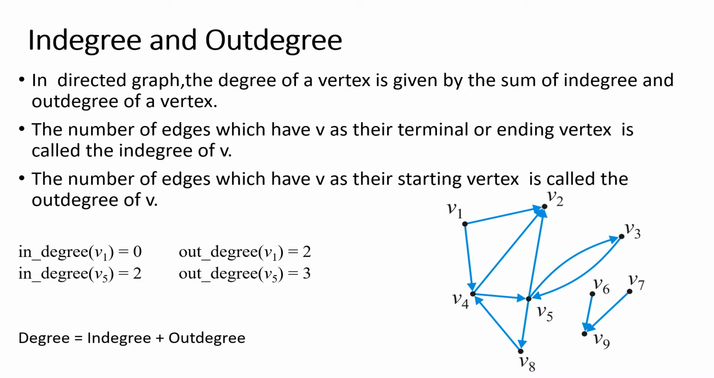in degree of the vertex V1 is 0. That means number of edges which has the terminal or the ending vertex as the vertex V1 is 0. While out degree of the vertex V1 is 2. That means number of edges which has starting vertex as V1 is 2. There are 2 edges which has V1 as a starting vertex, whereas there are no edges which has V1 as the ending or the terminal vertex.